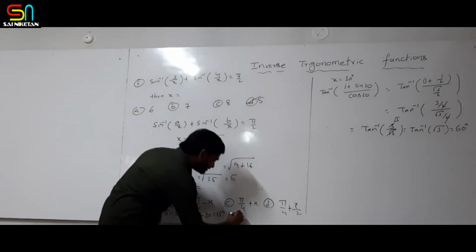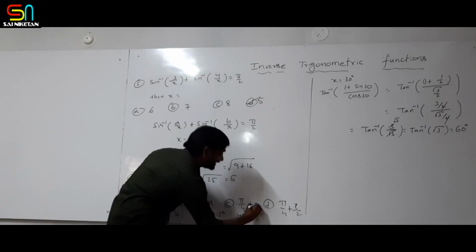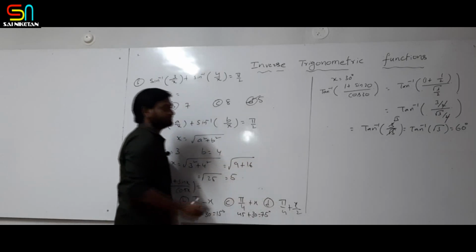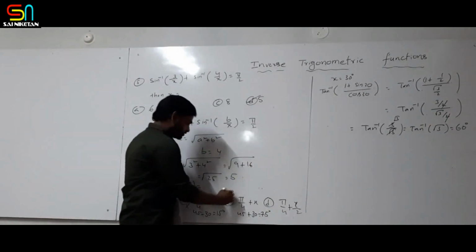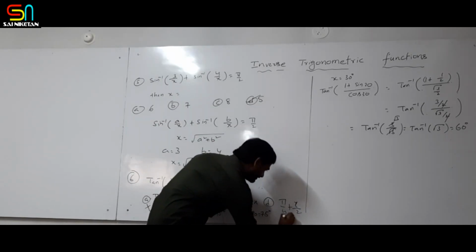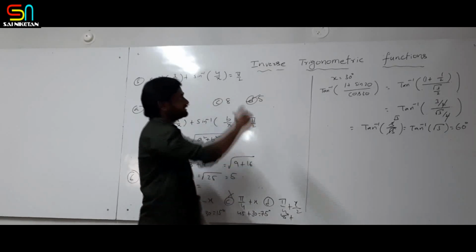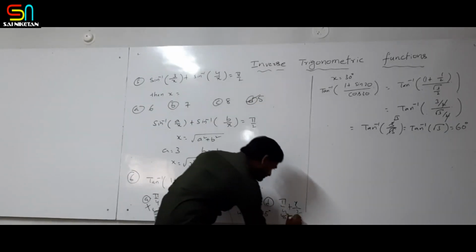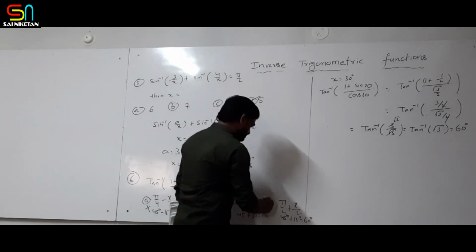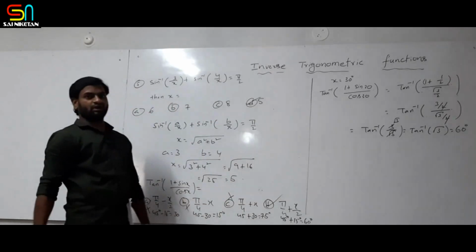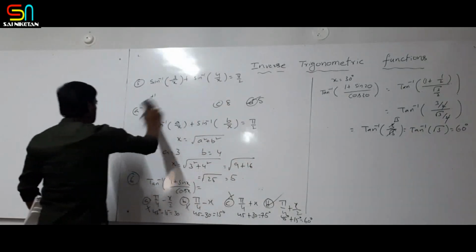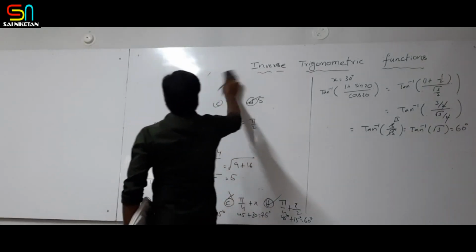Now come to this one. So pi by 4 is 45 plus x value 30 degrees. That is 75 degrees. But the answer is 60 degrees. So it is also wrong. Now come to the last one. So pi by 4 is 45 degrees plus x by 2. That is 30 by 2, that is 15 degrees. So 45 plus 15 is 60 degrees. So both are matching. So the answer is D. Okay. Let's come to the other column.